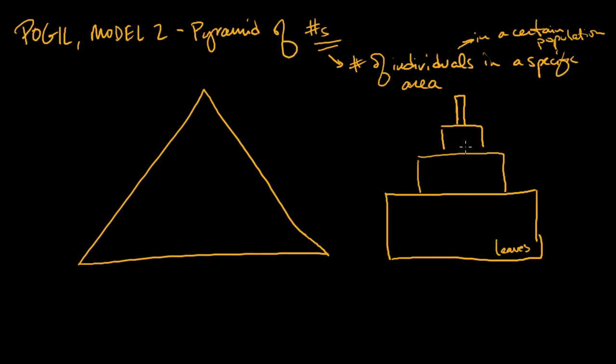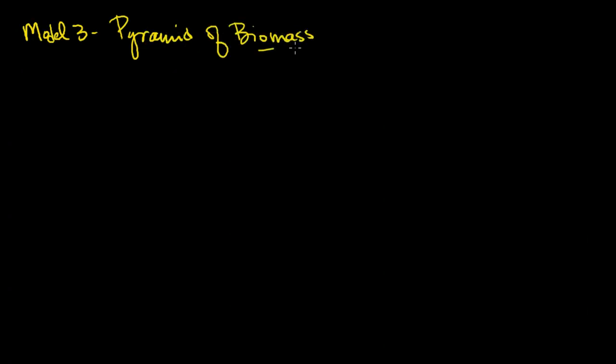So going down to the pyramid of biomass, which may be an even better indicator than pyramid of numbers, because as you know, some populations have individuals that are bigger than others. If we're talking about insects versus birds, well, they're different sizes, so we need to account for that. So this is in the same POGL. This is model 3, the pyramid of biomass.